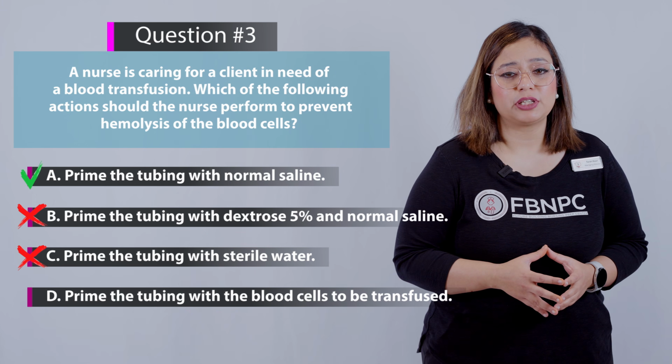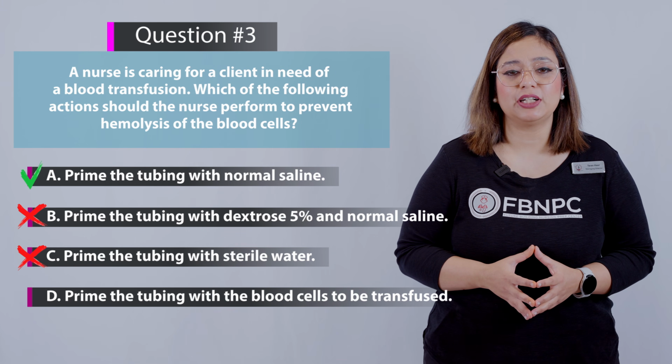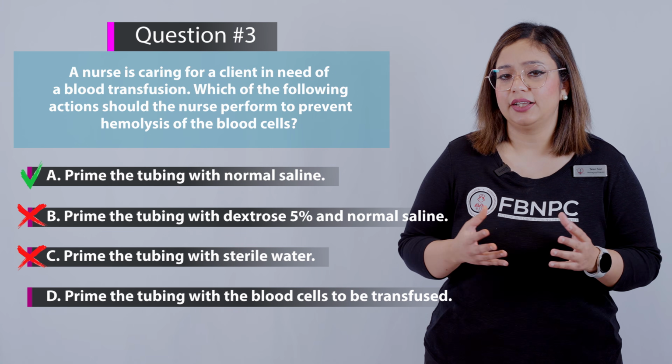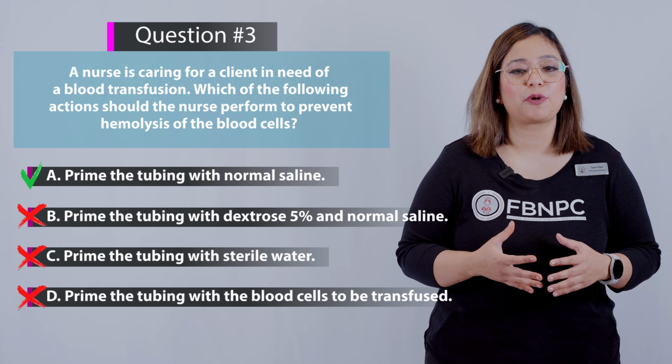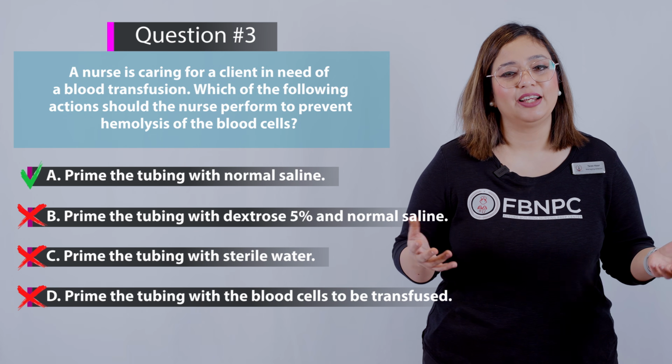Look at option number D, priming the tubing with the blood cells to be infused. And this is incorrect because tubing should be primed with normal saline.